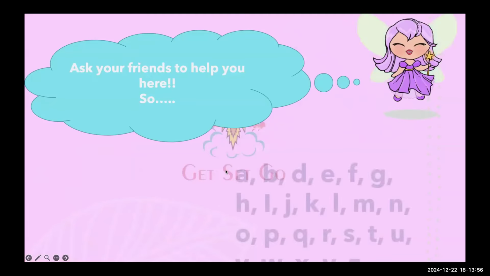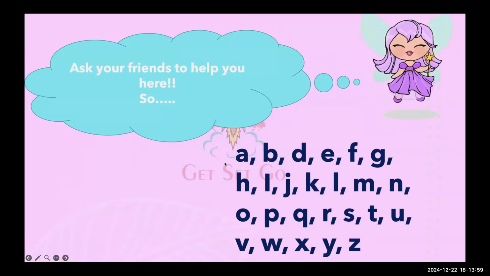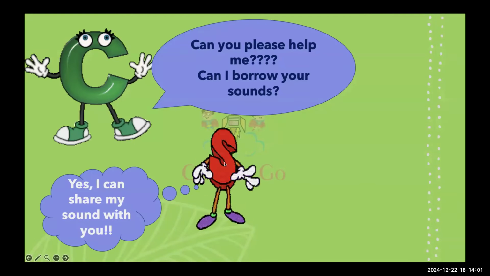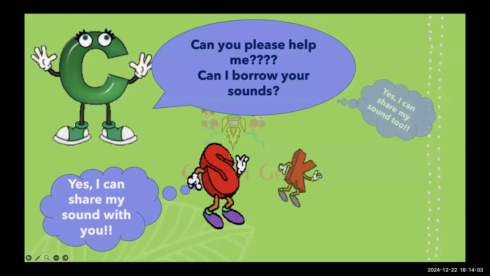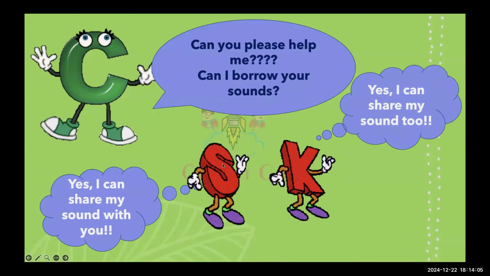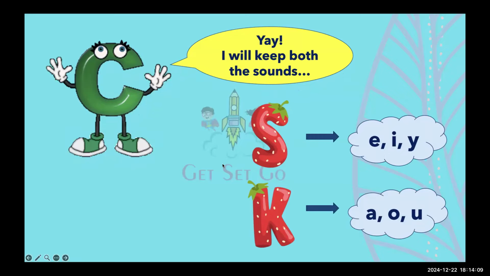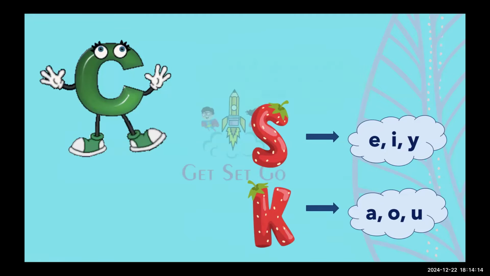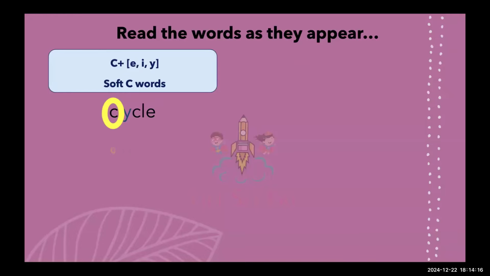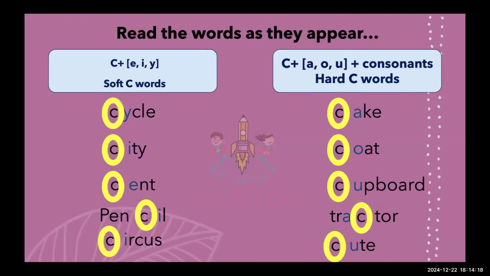What should I do? So then Fairy says, ask help from your friends. Then C says, okay, can anybody help me? Letter S says, I can help you. Letter K says, I can help you. So he got both the sounds. And then how letter S says S with E, I, Y and K with A, O, U. And that's how the story moves ahead with some more vocabulary words.